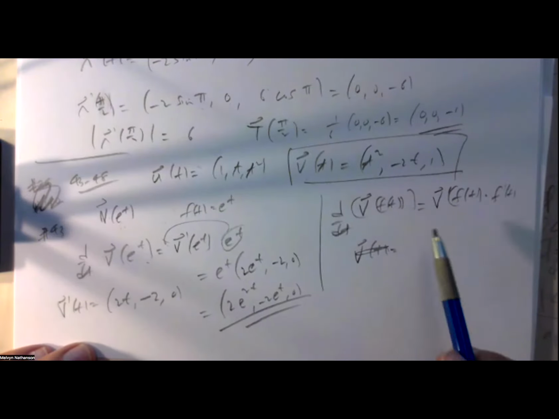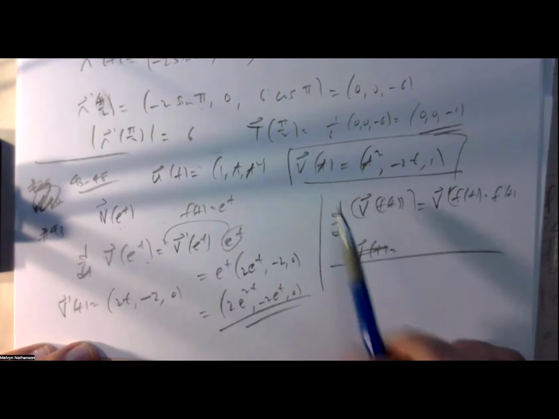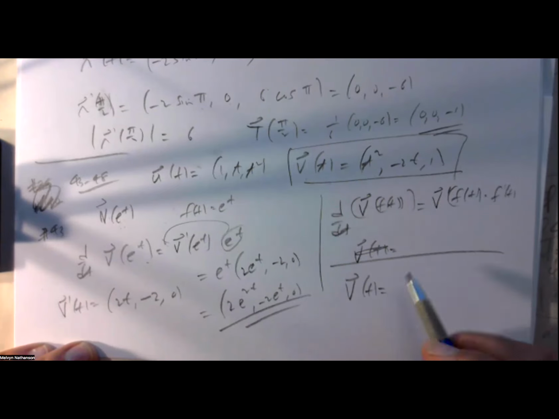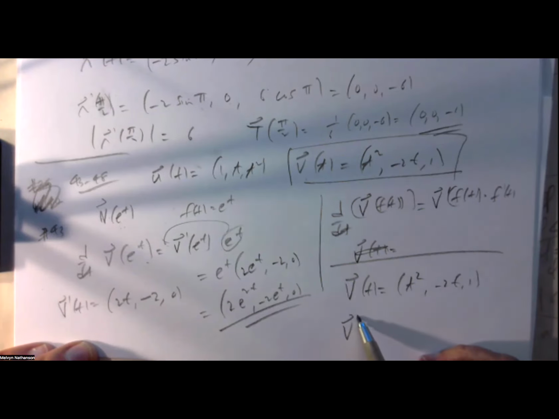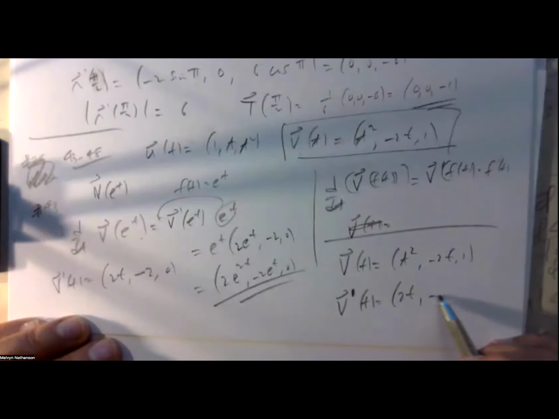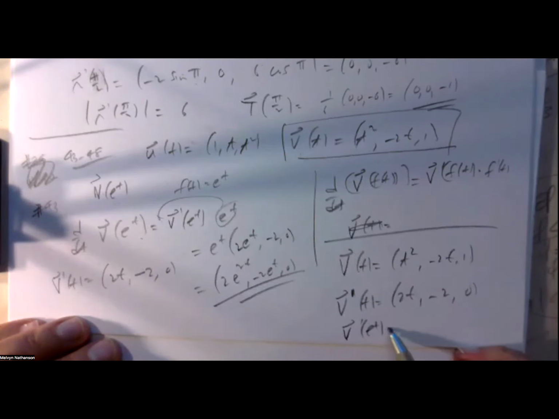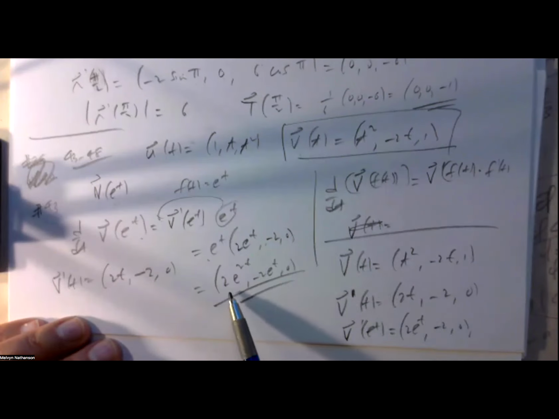Right. So let me just make sure this is clear. v of t is the vector valued function t squared, minus 2t, 1. So v prime of t, you differentiate term by term, you get 2t minus 2, 0. And when you evaluate this at the number e to the t, this is 2e to the t minus 2, 0. And then we're multiplying this by e to the t, and we'll get 2e to the 2t minus 2e to the t and 0.